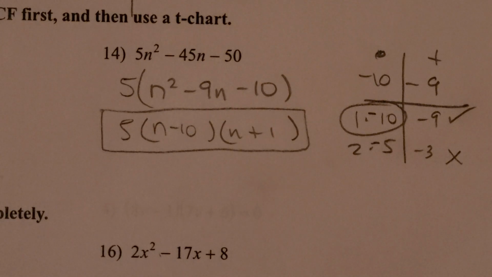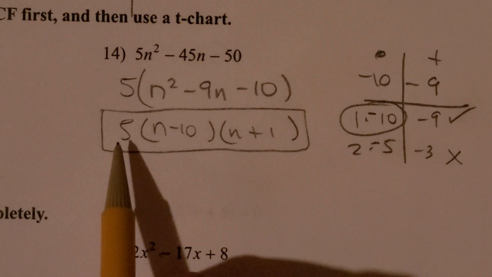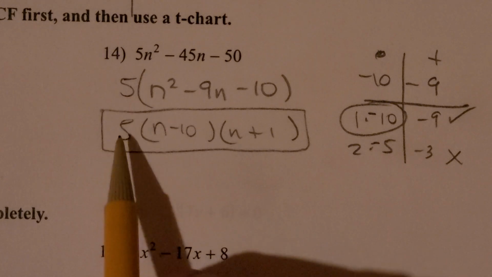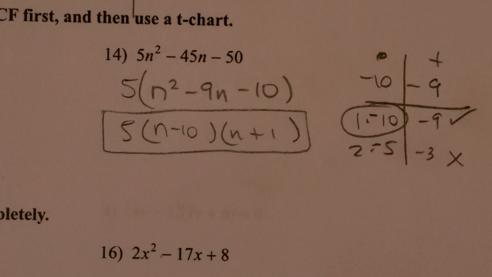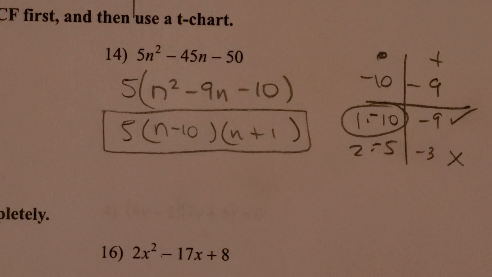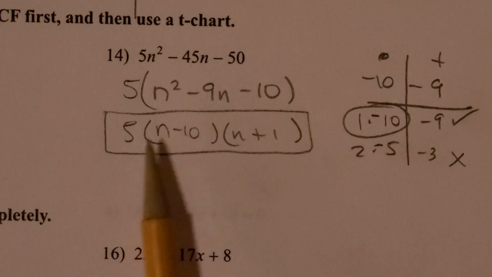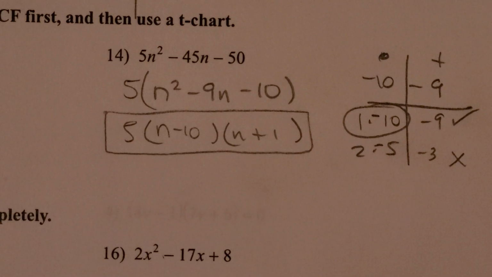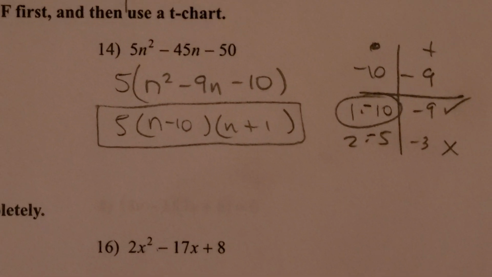Very important. Do not forget this 5. That thing that we originally pulled out is part of your answer. If you had done the whole thing and then just wrote n minus 10, n plus 1, you are wrong. Because if you take these three things, multiply them back together, that gets you back to 5n squared minus 45n minus 50. All right, let's keep going.